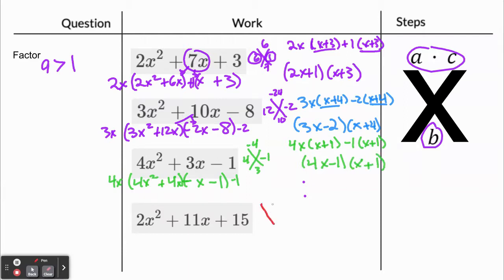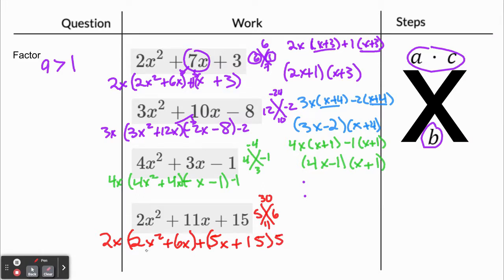And last one here, multiplying a times c to get 30. They add to 11. So my two numbers are 5 and 6. So that makes my new equation 2x squared plus 6x plus 5x plus 15. And in this case here, I'm going to pull out a 2x from the left side and pull out a 5 from the right side.